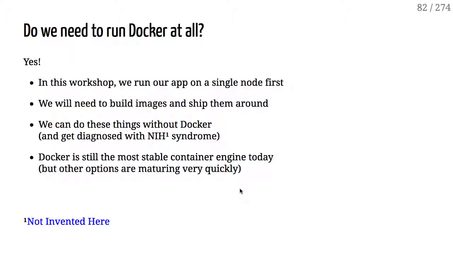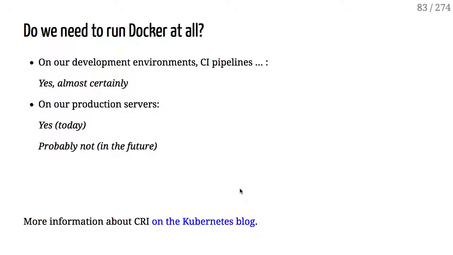But the truth is that today, and that's the next slide, we need Docker on the local machine and in CI pipelines, etc., because it's super convenient. And on production servers today, we are probably going to use the Docker engine. But tomorrow, probably not. Tomorrow, we are probably going to be using cri-containerd or CRI-O or something else, just to have something lighter on the nodes.